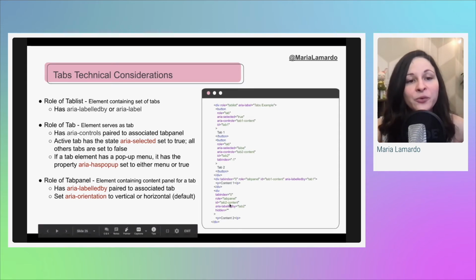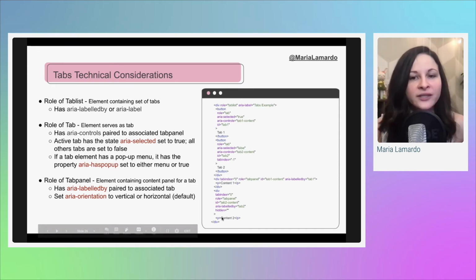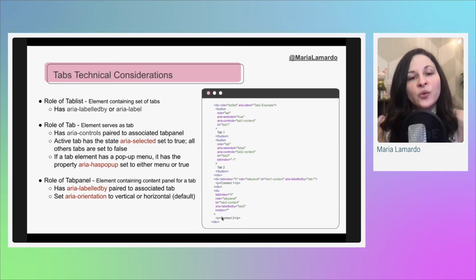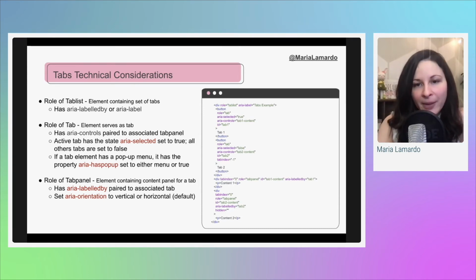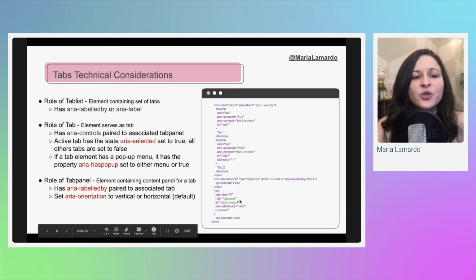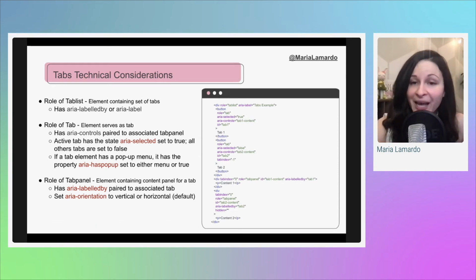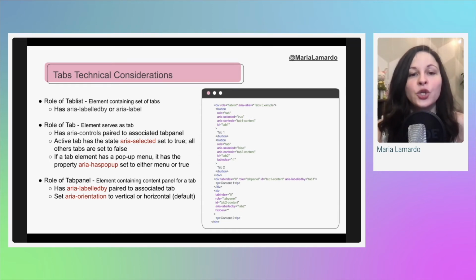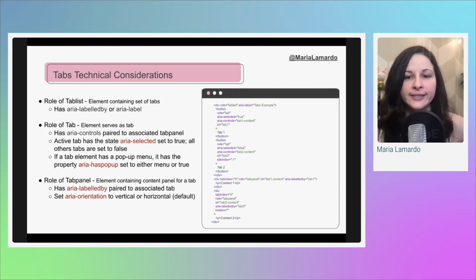Then moving down to the panels, the elements that hold the content for each of those tabs. These should have a role of tab panel. They should also have an ARIA labeled by that is paired to the associated tab, and you can set ARIA orientation to either vertical or horizontal. And if you're doing horizontal, that's the default value for this.